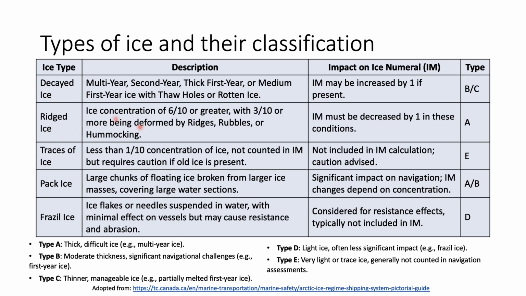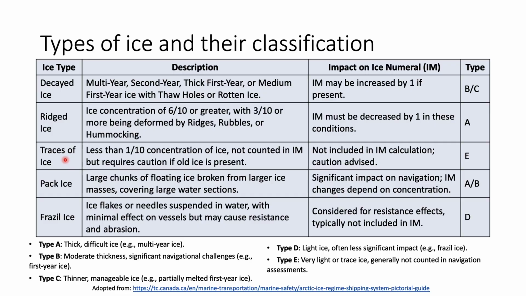The ridged ice is ice with concentration of 6 to 10 or greater, with 3 out of 10 or more being deformed by ridges, rubble or hummocking. So this is what is called the ridged ice. The trace of ice means less than 1/10 of the concentration of the ice in that entire area. For example, I want to travel through 100 square kilometers. If the ice is less than 1/10 of that area, then we say traces of ice. The sailors say it is traces of ice.